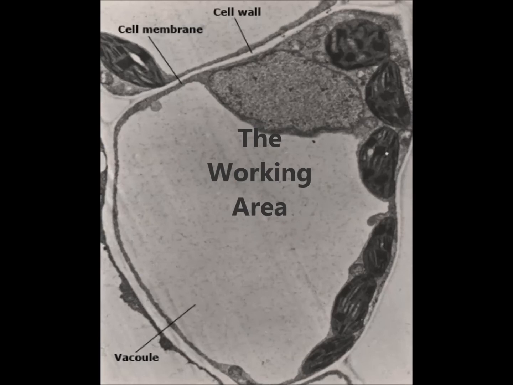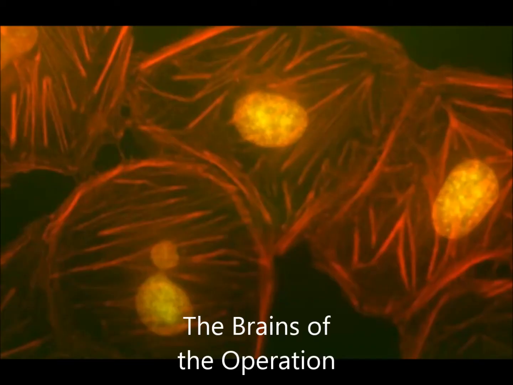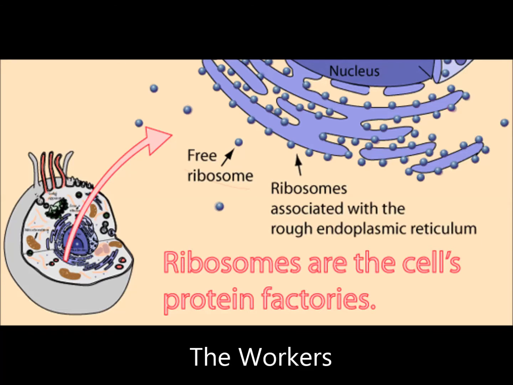Located in the cytoplasm, you can see bubble-like structures called vacuoles. Vacuoles store nutrients as well as water. The nucleus functions as the brains and the control center of the whole cell's operation. While the ribosomes are not considered true organelles because they are not bound by a membrane, they are very important to the functions of a cell.